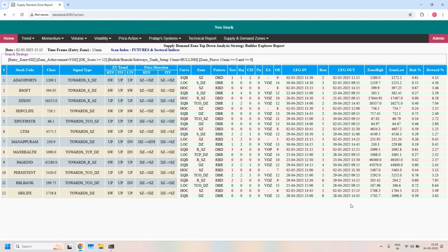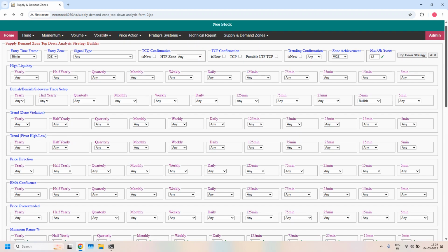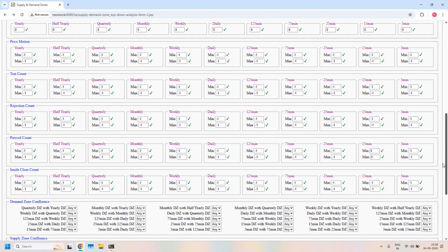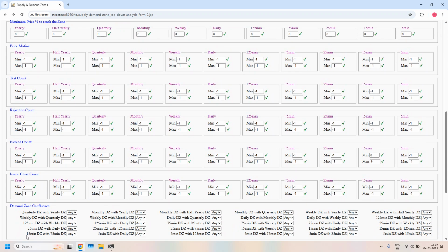And all the entry time frame zones are 15 minutes demand zones. So we got total 12 15 minutes demand zones. Out of these 12, how many are having more high probability to get success? That we will filter based on zone confluence. First filter LTF and ITF demand zone confluence. That is nothing but 15 minutes demand zone and 75 minutes demand zone confluence. Enable the filter.